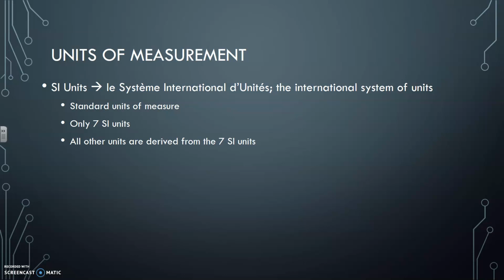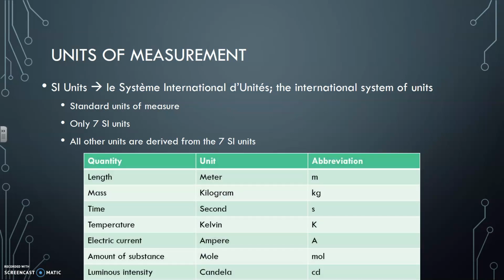derived. So you can do unit conversions from these, which we'll talk about later, in order to get any other unit that's not included as one of the 7 SI units. There are just 7 SI units. They're right here. So you have the meter, the kilogram, the second, Kelvin, amperes, moles, and candelas.